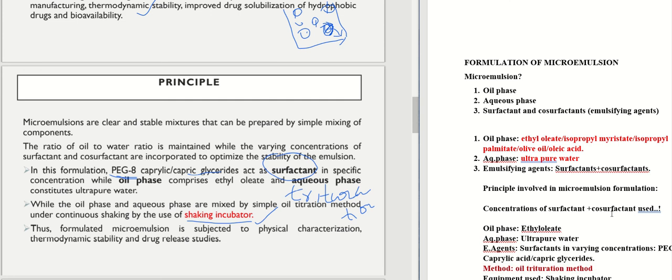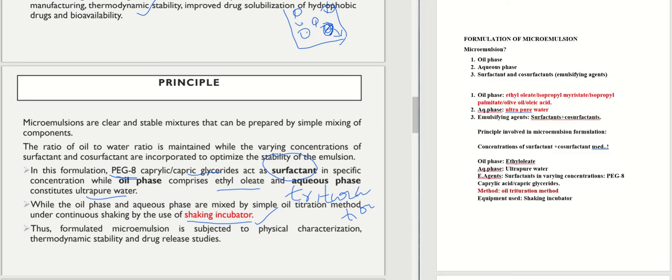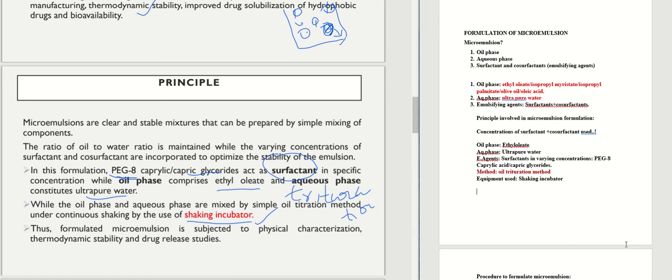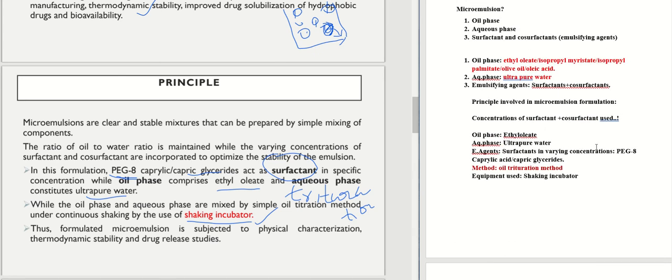Here the oily phase includes ethyl oleate. In this experiment, we will be considering ethyl oleate as our oil phase, and the aqueous phase is ultra pure water. The most important point is the use of emulsifying agents, surfactants and co-surfactants in specific concentrations. Here, we will be making use of PEG 8 caprylic acid or capric glycerides in specific concentrations as emulsifying agent.